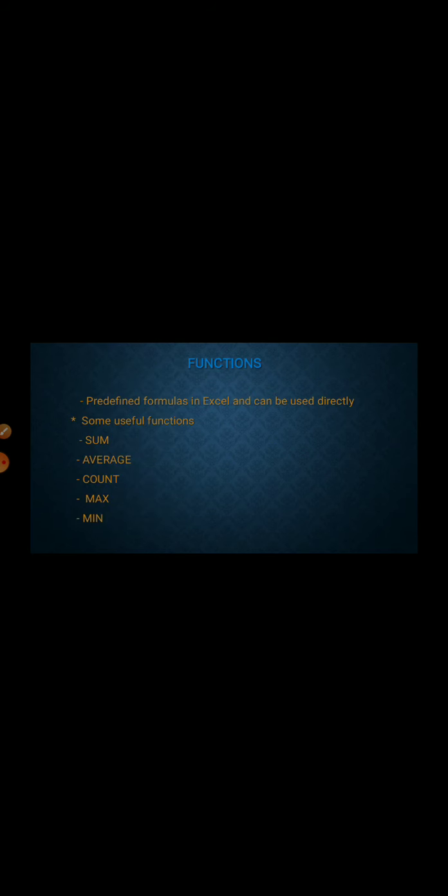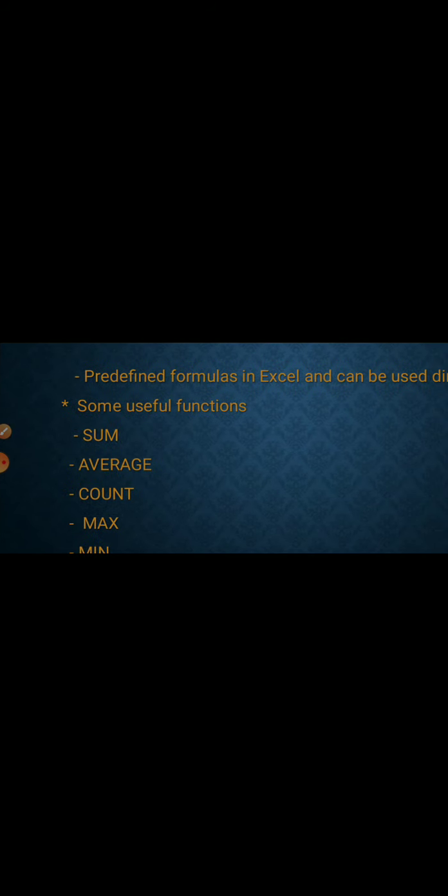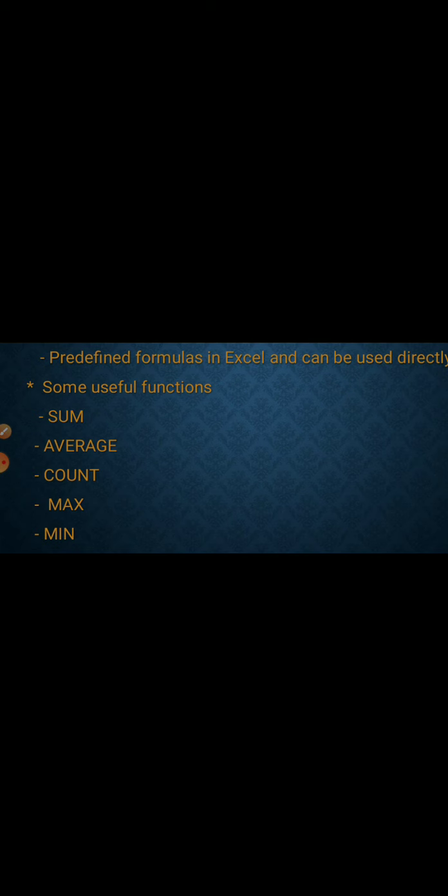Next, functions. Functions are the predefined formulas in Excel. We can enter the formula directly in the cell. Sometimes we can also use functions which are given in the function wizard. So we have different categories of functions. We can select as per our need. Examples for some useful functions are given here.